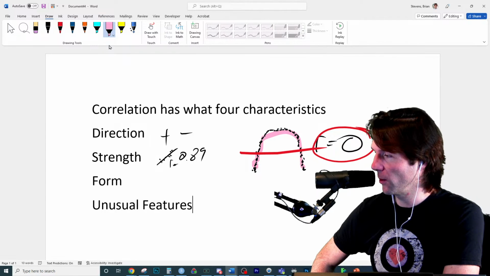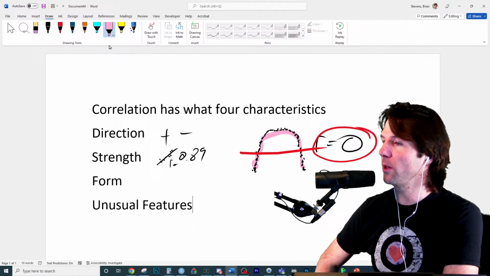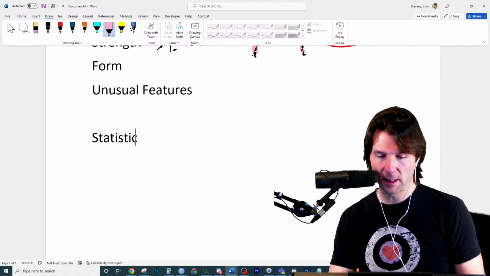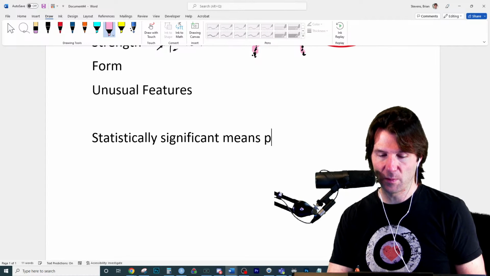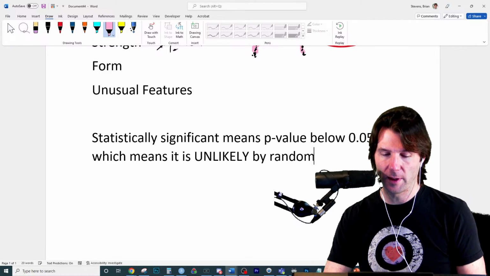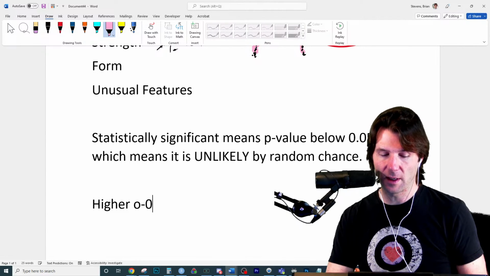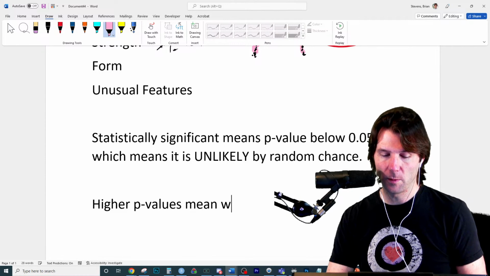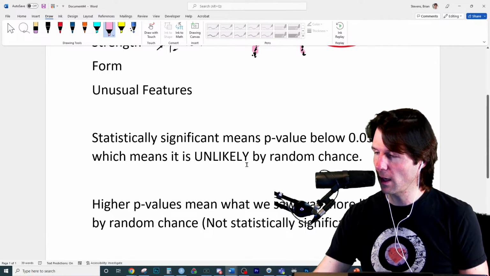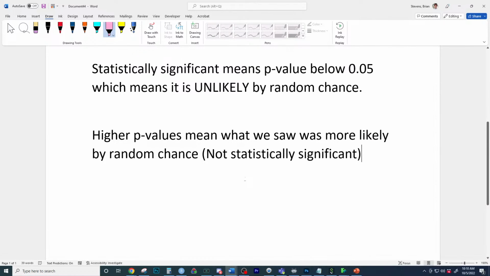Is the more random p-value more likely to have a random chance? The lower the p-value, the less likely by random chance. Statistically significant means p-value below 0.05, which means it is unlikely by random chance. Higher p-values mean what we saw was more likely by random chance. Not statistically significant. How's that look right there? Awesome. Good questions. What I was saying was that it has a strength of 0.89 for the first one.